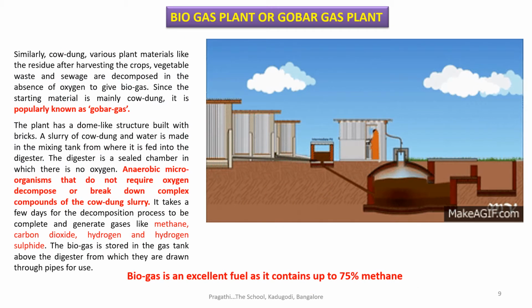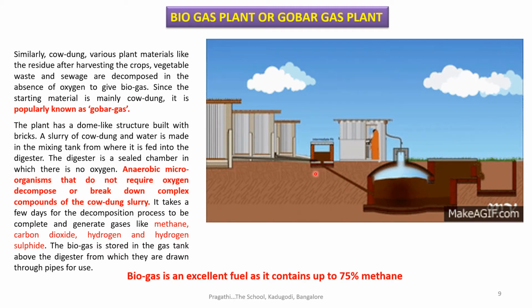You can see the working of a biogas plant. Biogas is also called gobar gas. You can see here the plant. There are a lot of houses, one, two, three, four, a lot of houses are there.